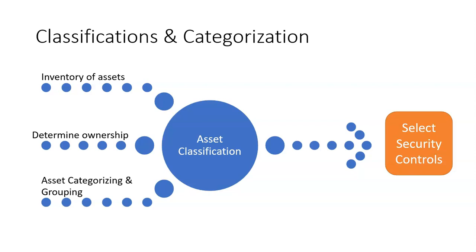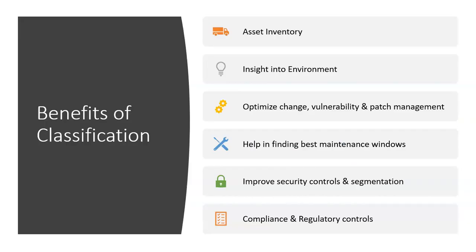Now let's check out what are the benefits of classification. Some of the major benefits of classification are that we will have an accurate asset inventory. We also have an in-depth understanding of the environment. Also, we can optimize change, vulnerability and patch management programs of our network. We are able to find the best maintenance window for any maintenance activity in our environment. Also, by doing proper classification, we improve the security control and segmentation. With this, the tailored protection of sensitive data can be done.